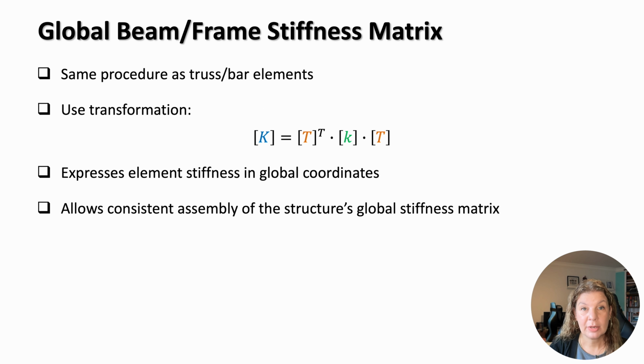The global stiffness matrix for a beam or frame is obtained in the same way as for a truss. We take the local stiffness matrix and apply the transformation T transpose K T. This operation expresses the element stiffness in global coordinates, which allows us to assemble it directly into the overall global stiffness matrix of the full structure. By working in global coordinates, we ensure that each element is fully compatible with the rest of the system.